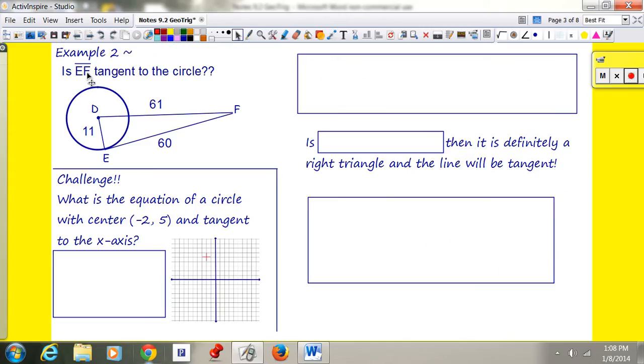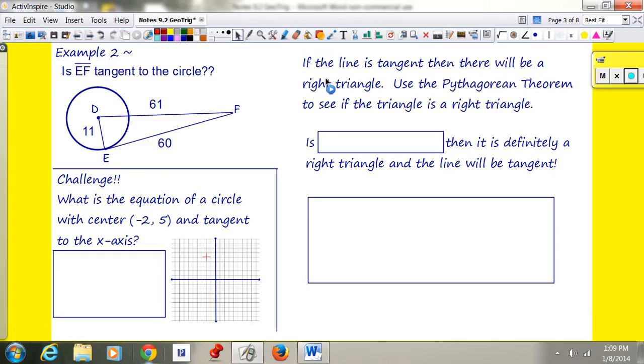Now, is EF tangent to this circle? How would I know if that's touching, or if it's barely not touching, or barely going through and it's a secant? Well, we just learned in that first activity that a radius and a tangent have to make a 90-degree angle. So if it's truly a tangent and it is touching in one spot, then this would have to be a right angle, and that would make that whole thing a right triangle.